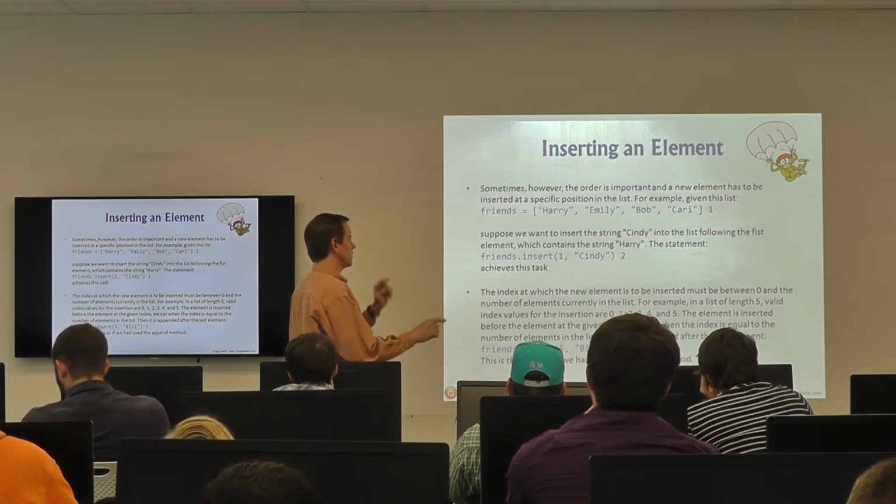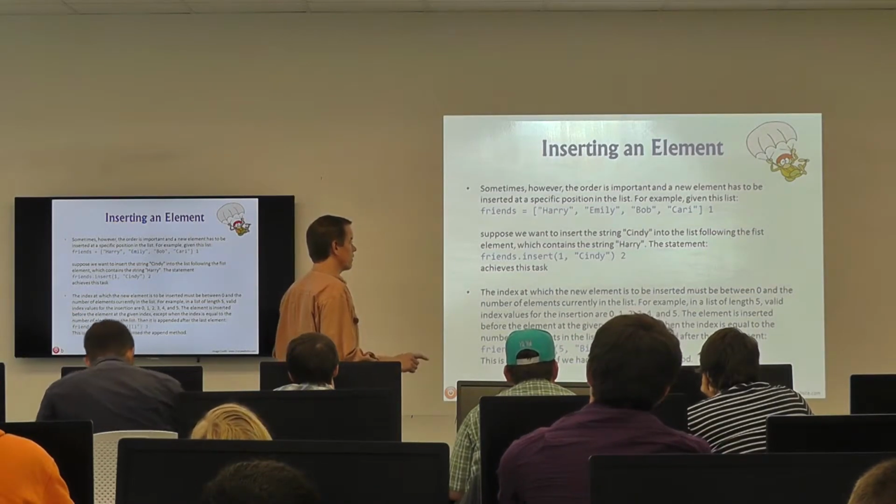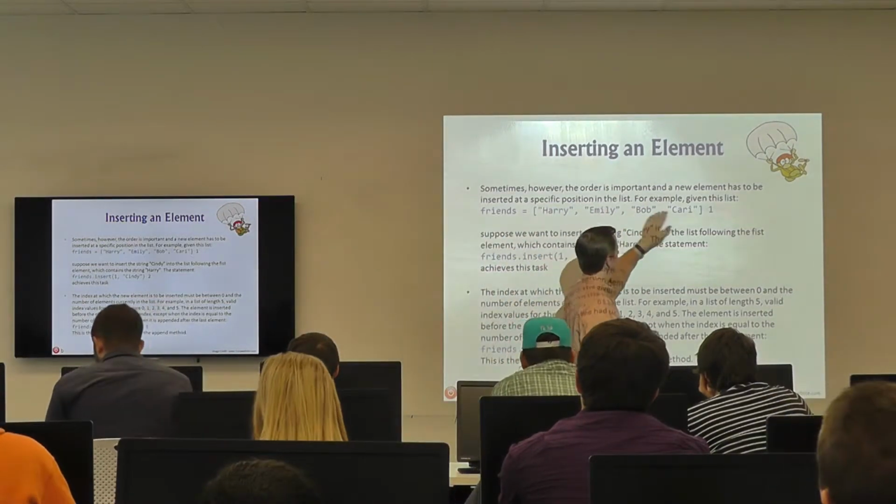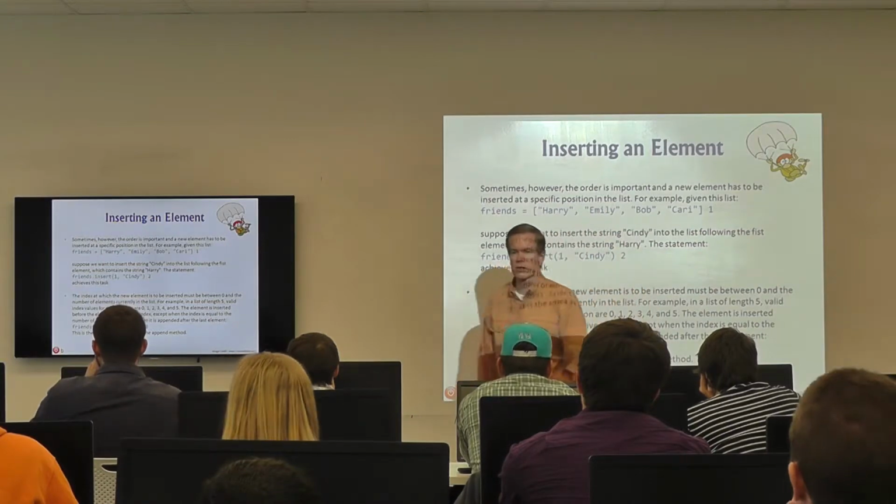The index that the new element is going to be inserted at must be between 0 and the number of elements currently on the list. So you could insert at 0, 1, 2, 3. You could even insert at 4, because it doesn't have any clue what you're talking about.